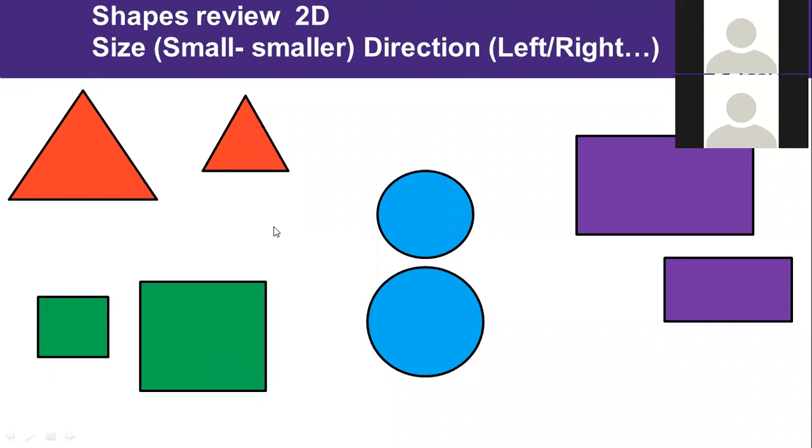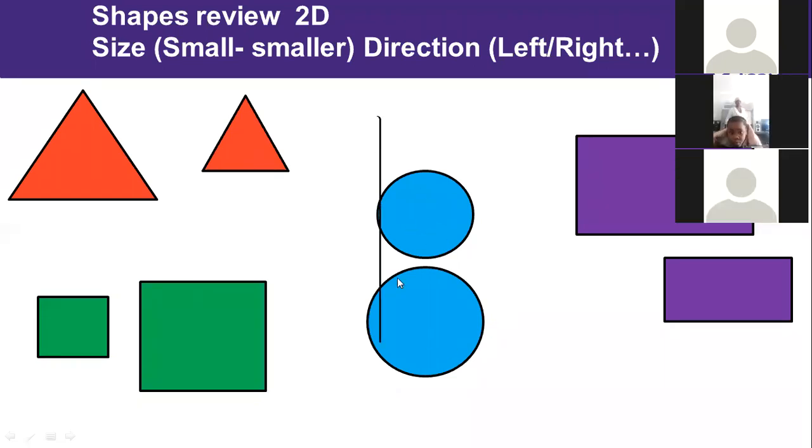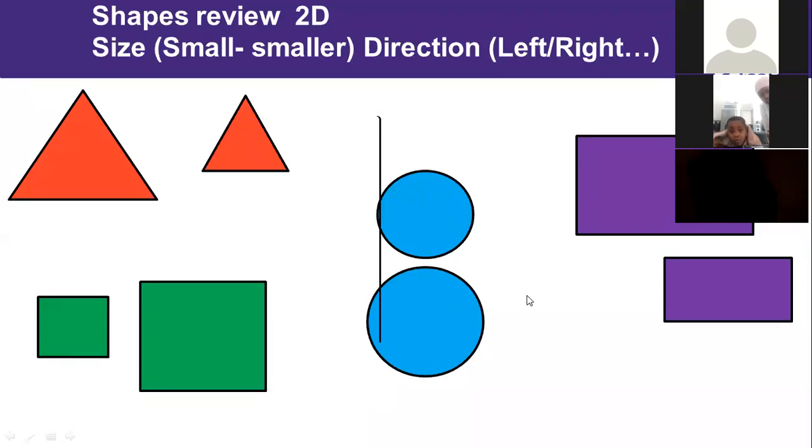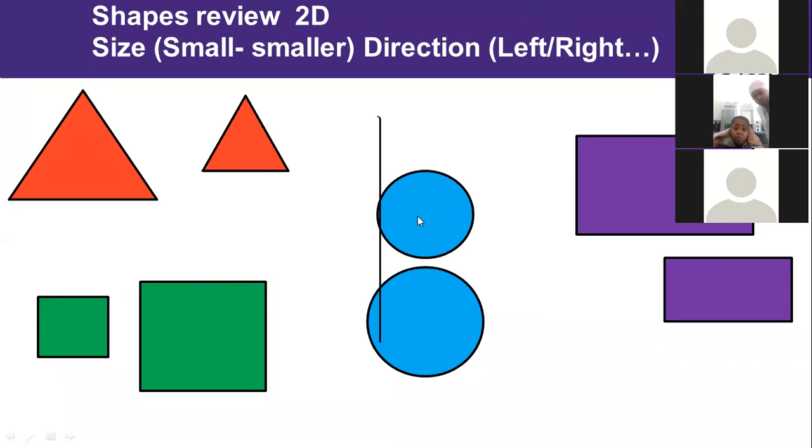Yes, thank you. Now let's look at the circle. Okay, there is our small circle. Where would you say is our small circle? Is it to the left? Is it to the right? Is it on top or is it below? Where would you say is the small circle? You can type it in for me or tell me.